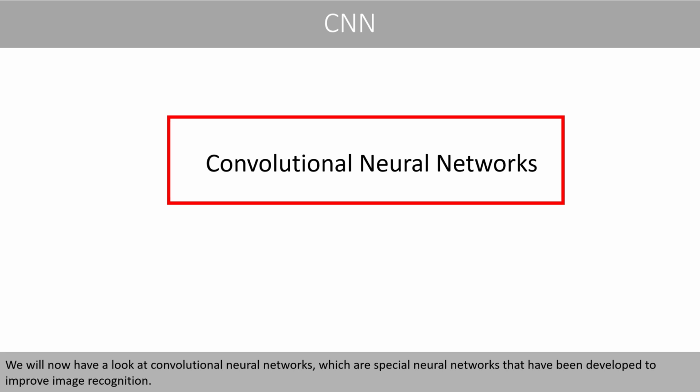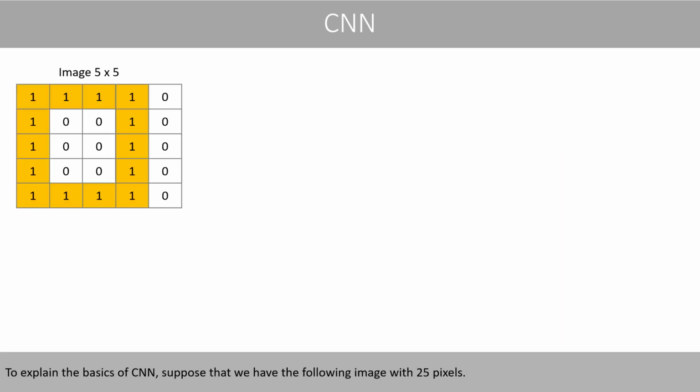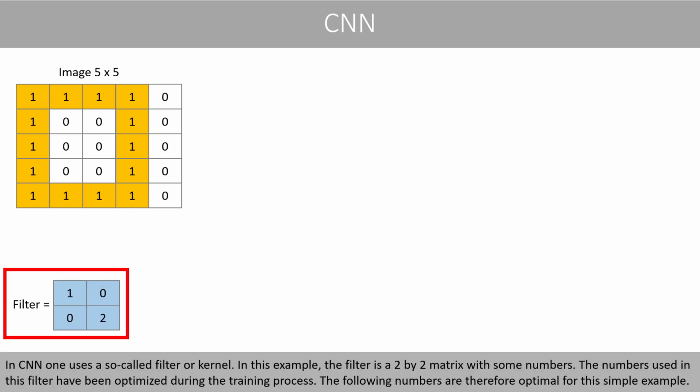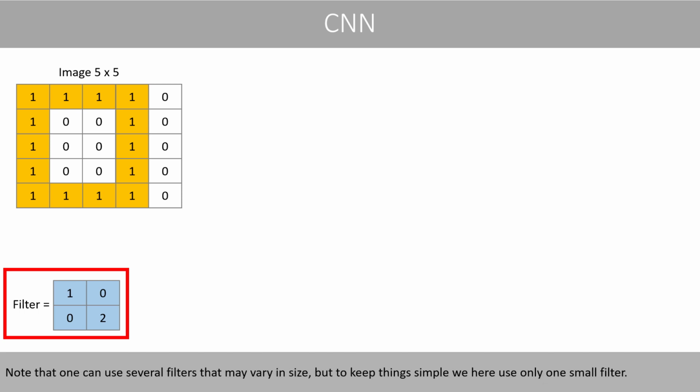We will now have a look at convolutional neural networks, which are special networks that have been developed to improve image recognition. To explain the basics of convolutional neural networks, suppose that we have the following image with 25 pixels. In convolutional neural networks, one uses a so-called filter or kernel. In this example, the filter is a 2x2 matrix with some numbers. The numbers used in this filter have been optimized during the training process. The following numbers are therefore optimal for this simple example.